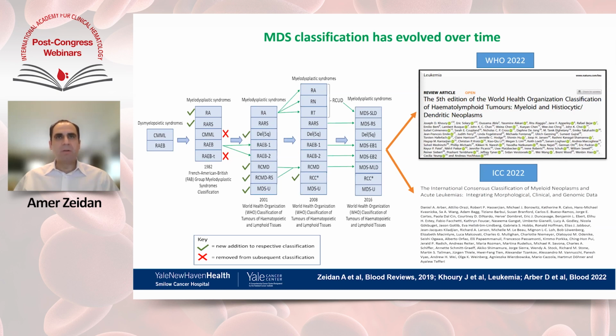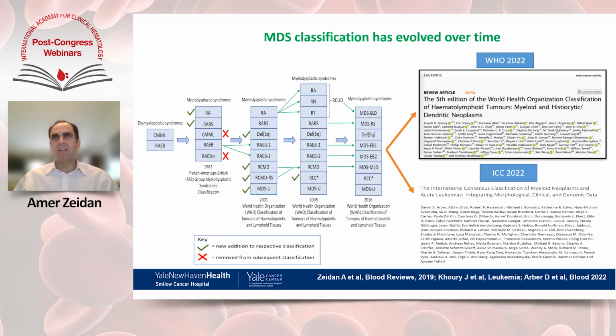So many of you are familiar with the WHO classification. You can see the previous iterations to the left. The WHO classification started in 2001 when the MDS was formally recognized as a malignancy. Before that, we used to have the FAB classification, and we have had several iterations of the WHO. The last one before 2022 was 2016, which was the revised 4th version.